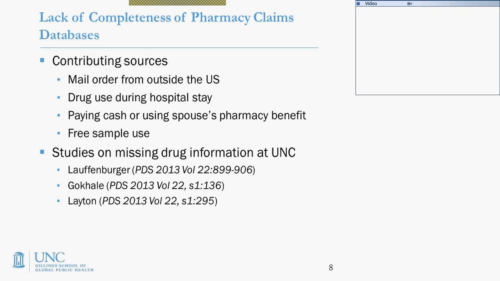And there's another source, which is free sample use. There are multiple studies at UNC that have shown evidence for missing drug information. Please check these references here. And today I'm going to focus on a study of free sample use.